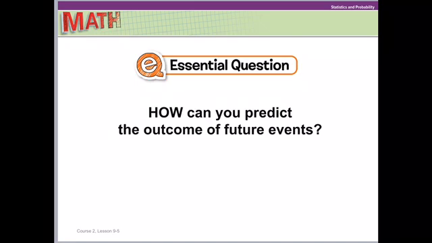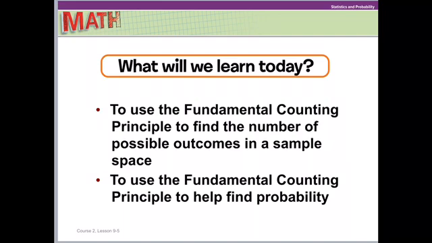Okay, welcome. We are doing Chapter 9 on Probability, Lesson 5, which is on the fundamental counting principle, which honestly is going to make your life 10 times easier. It's really cool. So specifically what we're going to be learning today is to use the fundamental counting principle to find the number of possible outcomes in a sample space.